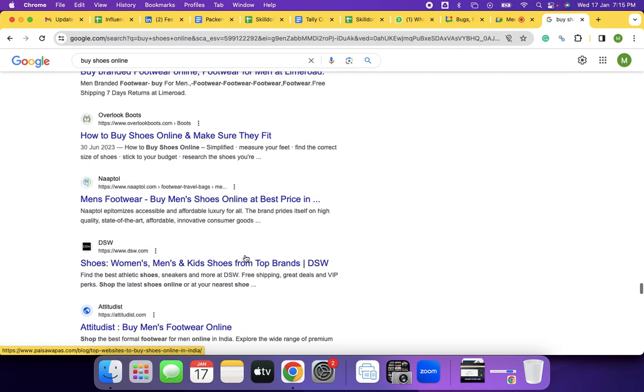Now tell me which one should Google consider to show your website in the top. Should it consider crawl frequency to place your website in the top, or should it consider CTR to place your website in the top? CTR, sir. So actually, it's not going to consider only CTR. It's going to consider both.